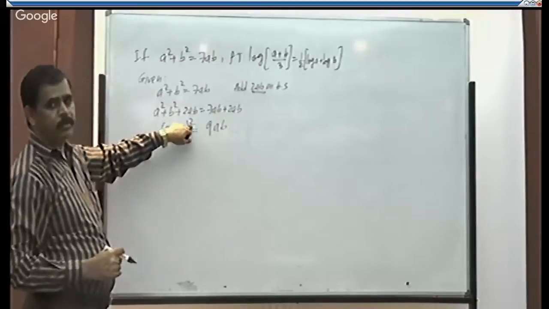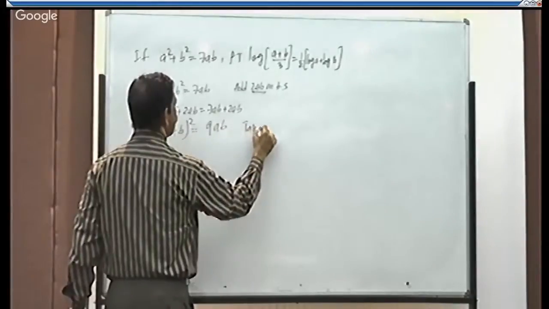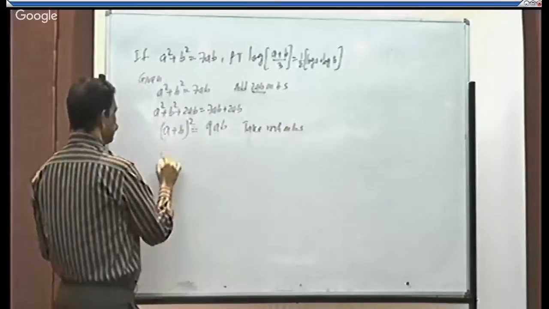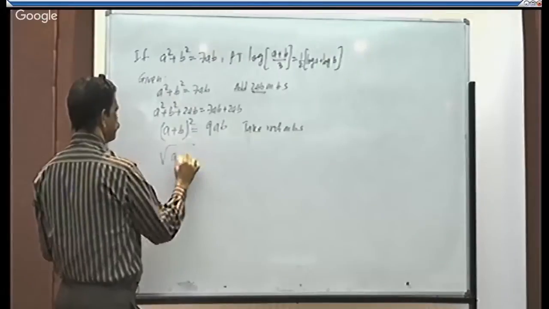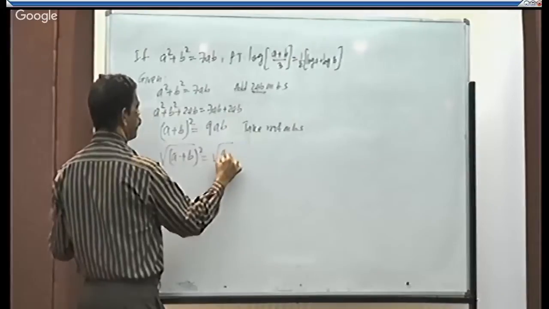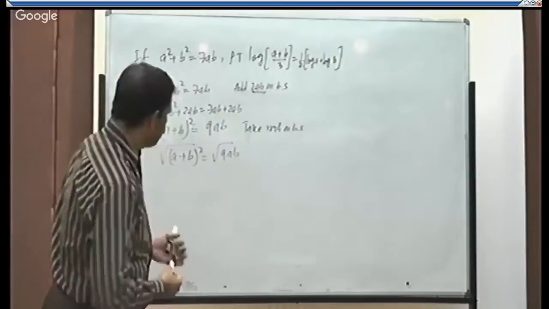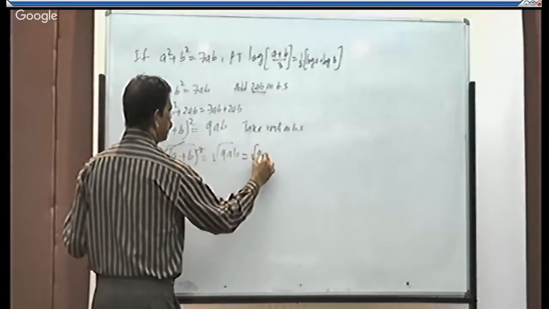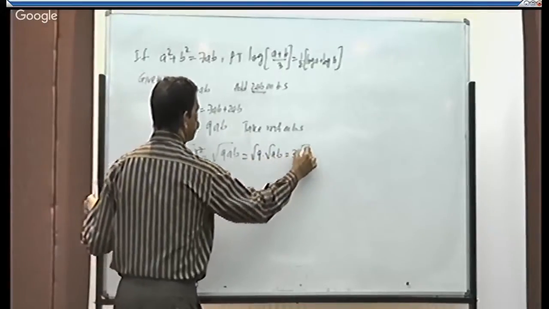Take a root on both sides. Root of a plus b whole square is equal to root of 9ab. Here the square root gets cancelled. It is root 9 into root of ab. Correct? Root 9 is what? It is equal to 3 root of ab.